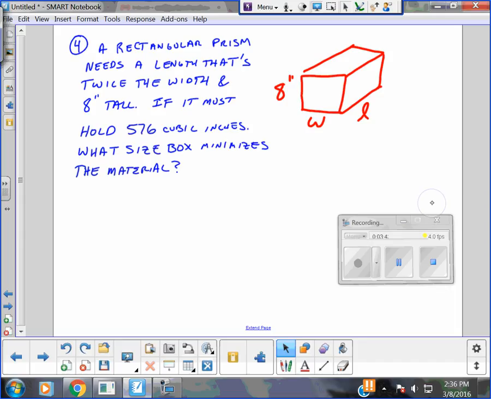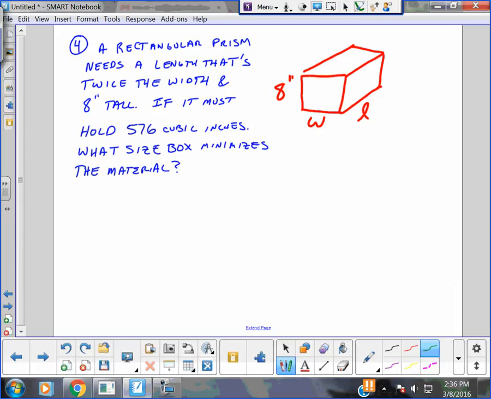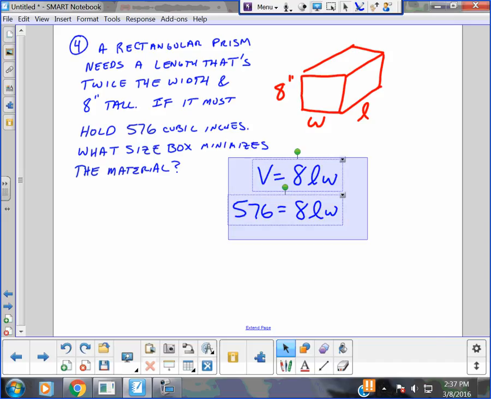All right, so we have a couple things going on. Do you guys see that you can set a volume up here in this case of 8LW? Everybody agree with that volume for that prism? And this time I said the volume has to be 576 cubic inches. So I think I have that equation going on right now.